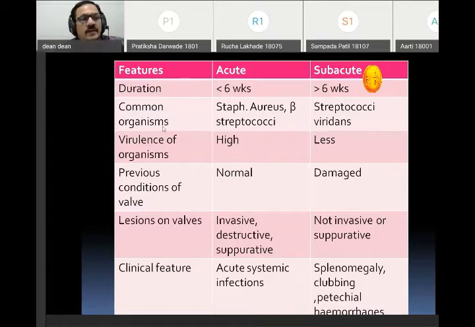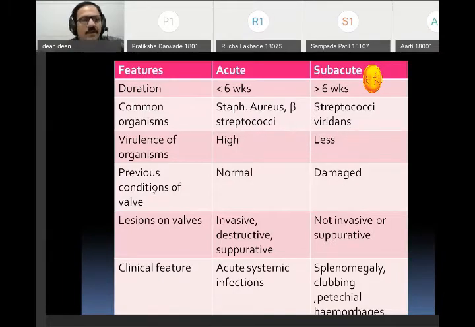Right? Second, common organism: acute is most commonly caused by Staphylococcus aureus and beta streptococci, while subacute is caused by Streptococcus viridans. Virulence of the organism is very high in acute and less in subacute. The previous heart condition I have mentioned is normal in acute, while it is damaged in subacute.